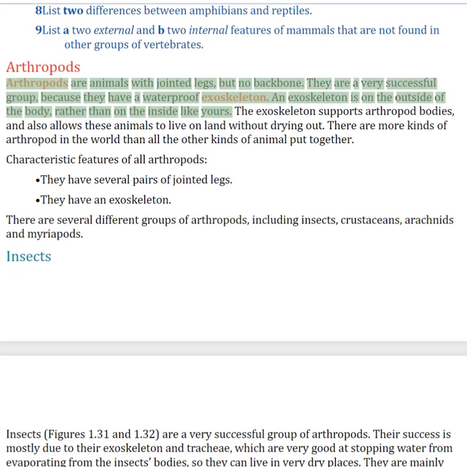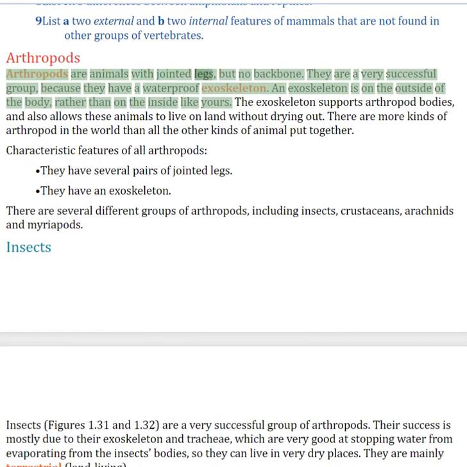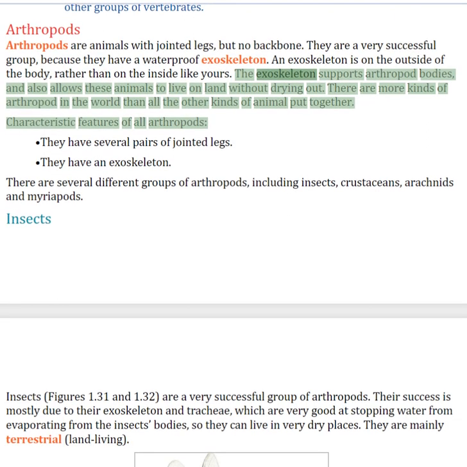Arthropods. Arthropods are animals with jointed legs, but no backbone. They are a very successful group, because they have a waterproof exoskeleton. An exoskeleton is on the outside of the body, rather than on the inside like yours. The exoskeleton supports arthropod bodies, and also allows these animals to live on land without drying out. There are more kinds of arthropod in the world than all the other kinds of animal put together.